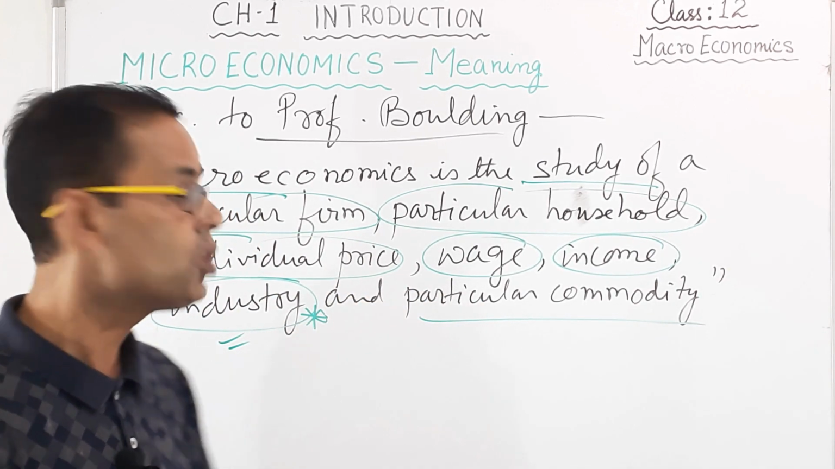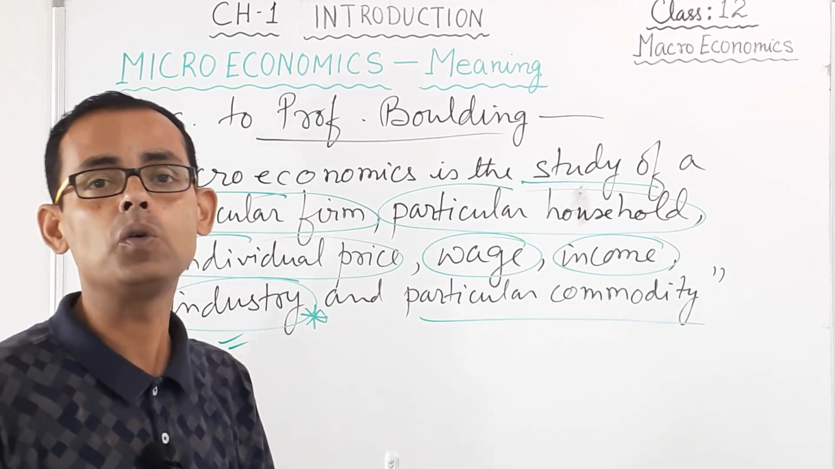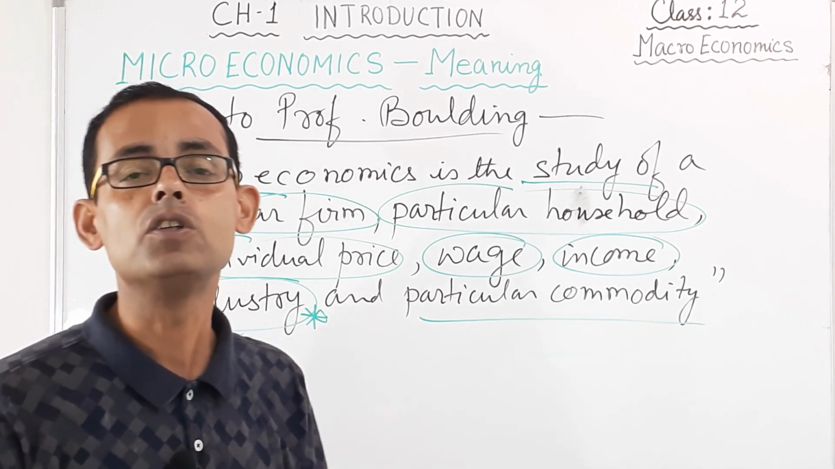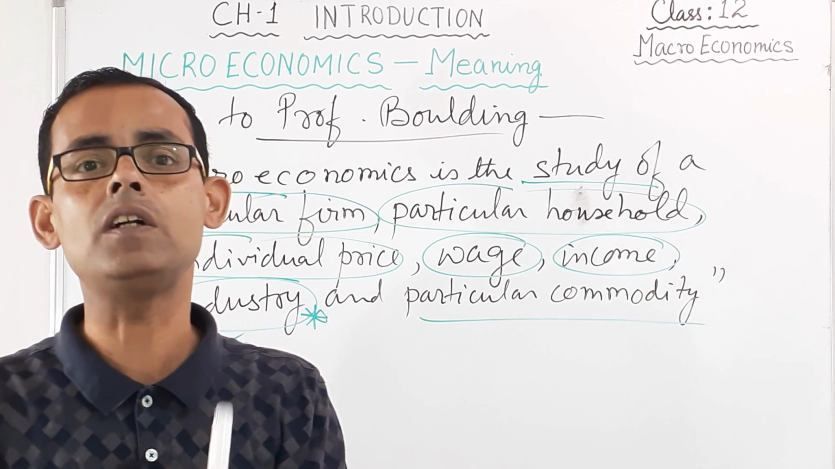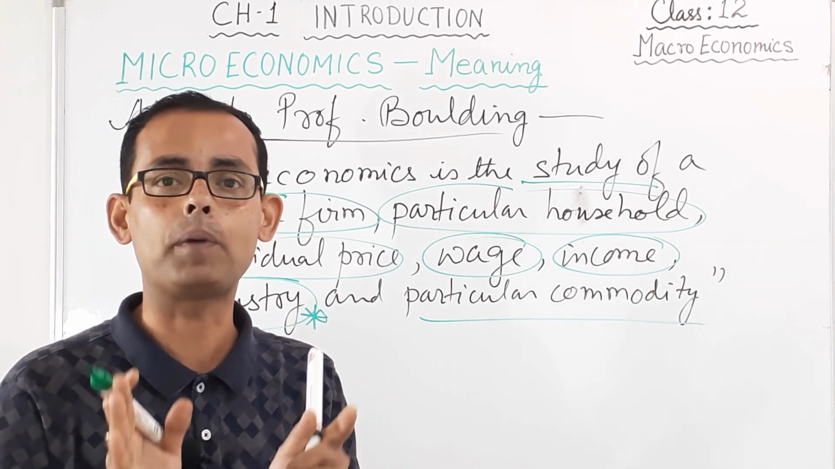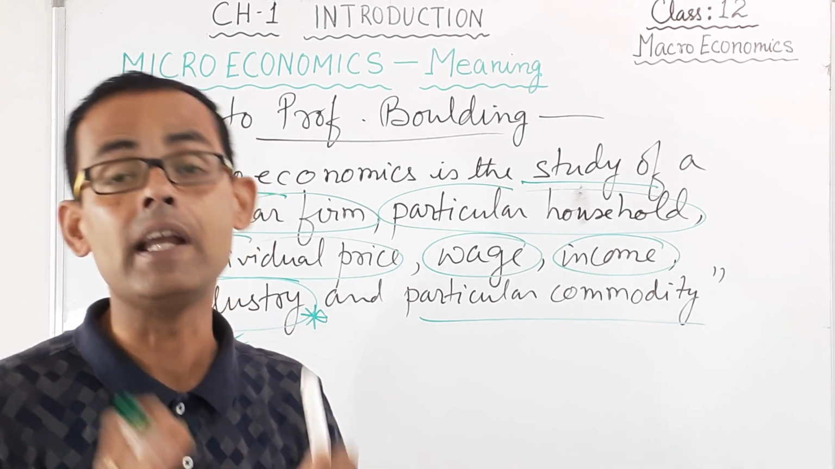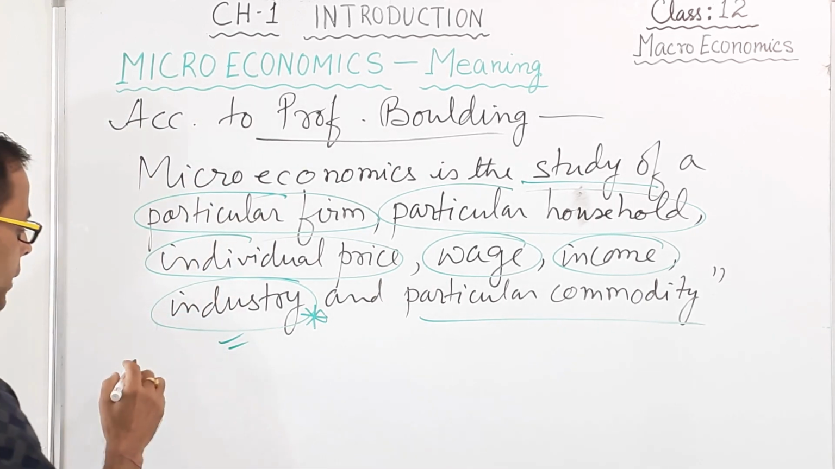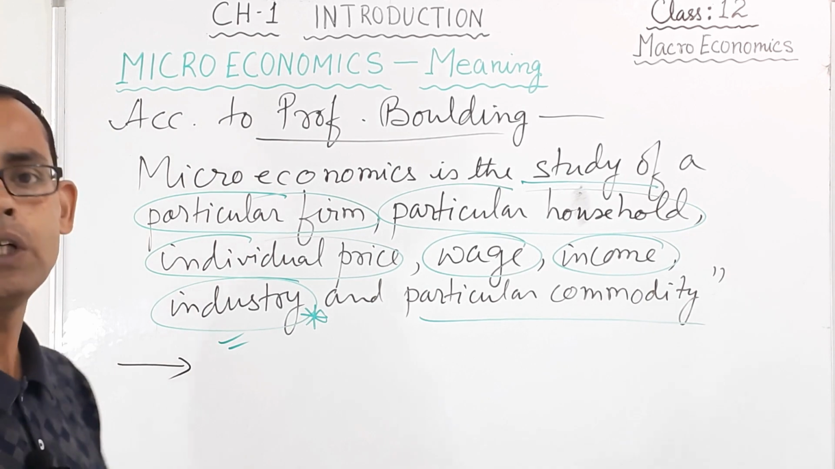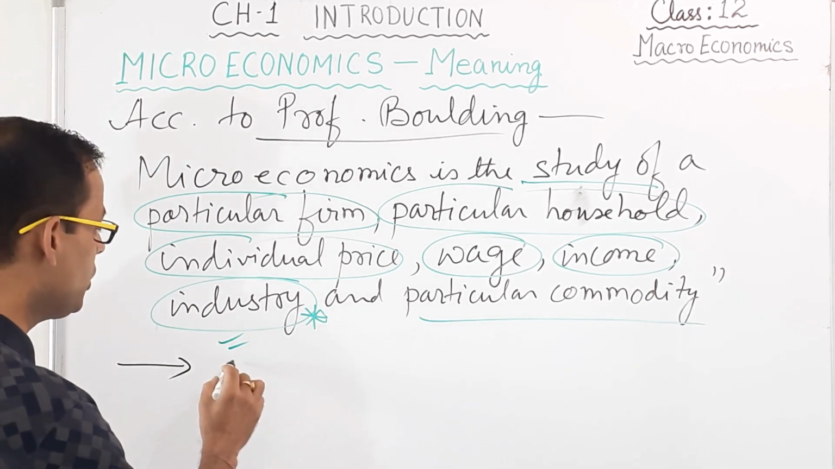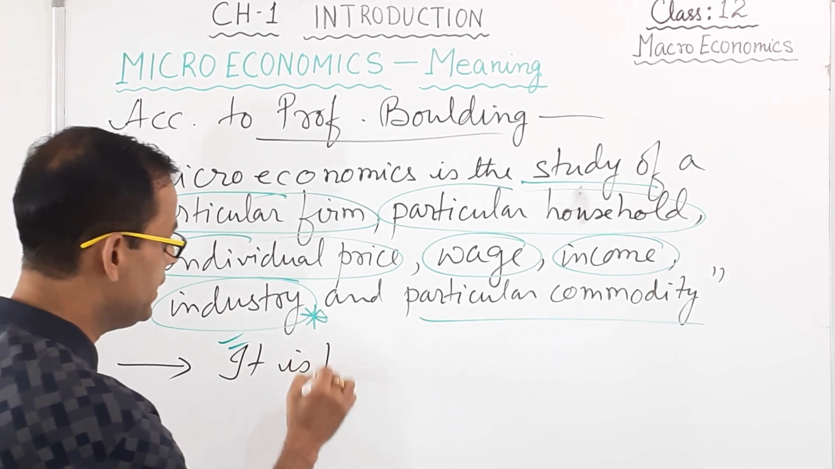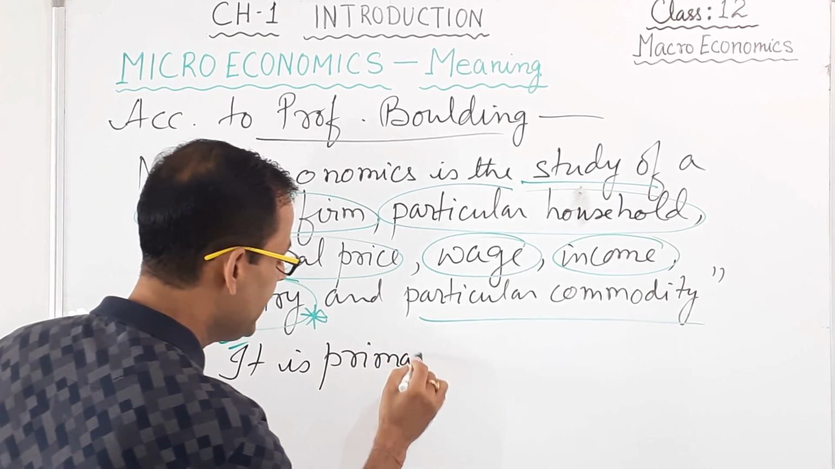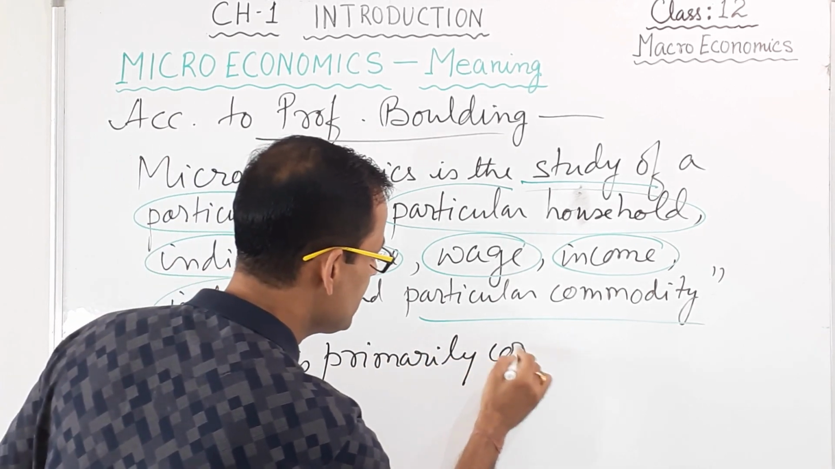Clear? So ultimately what we come to in conclusion: it is primarily concerned with the determination of price of individual commodities and factors. That means ultimately, in the conclusion, microeconomics is primarily concerned.